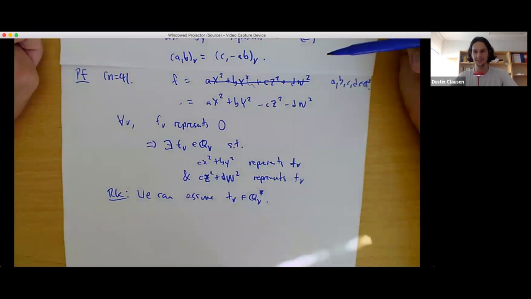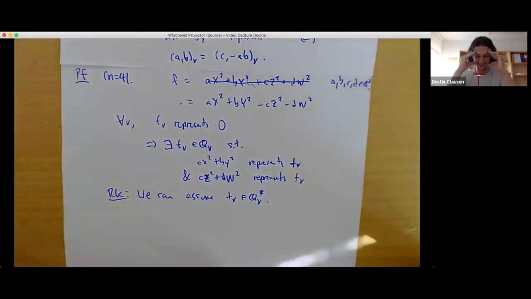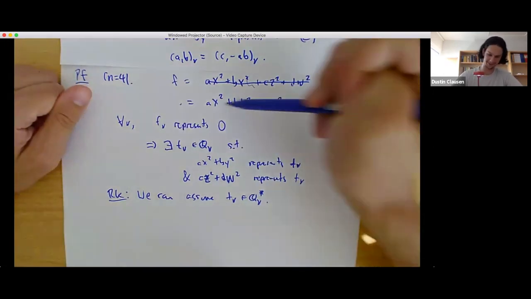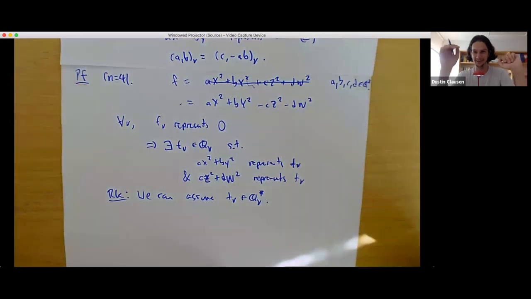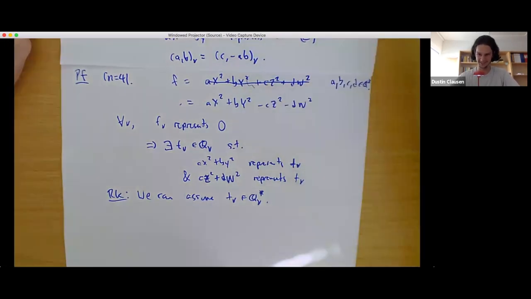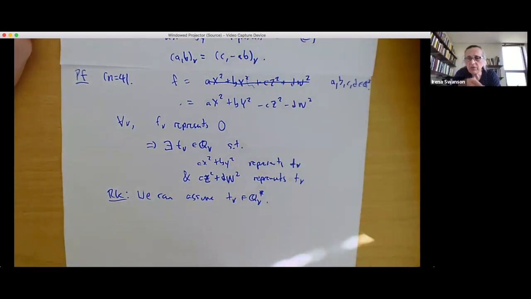Yes. So there's a bit of an abuse here, okay? When I say F nu, I mean F, the same quadratic function, right? But viewed now as a function on Q nu instead of just as a function on Q. So it's the same F, you could say, but the statement F nu represents zero means something different. Now it means that there are elements X, Y, Z, and W in Q nu such that the value is equal to zero.